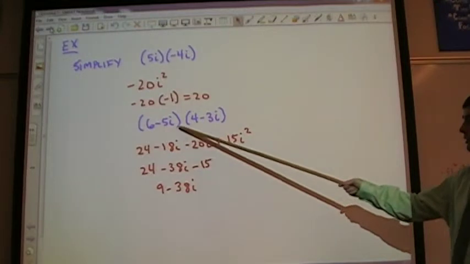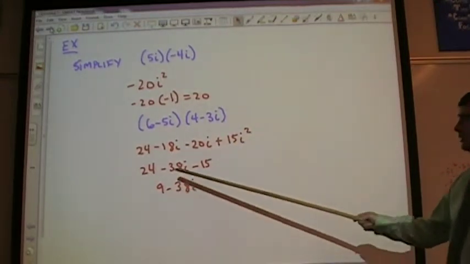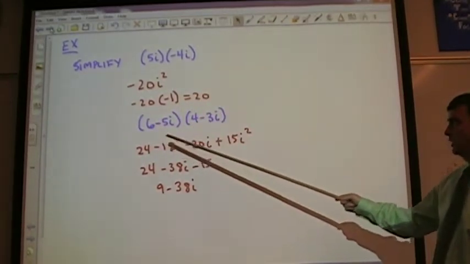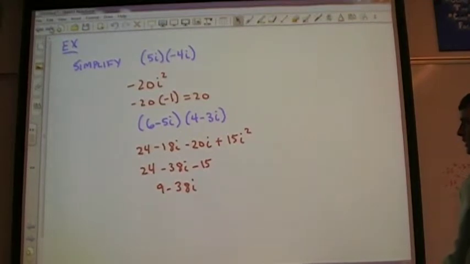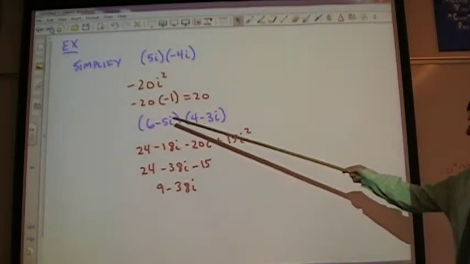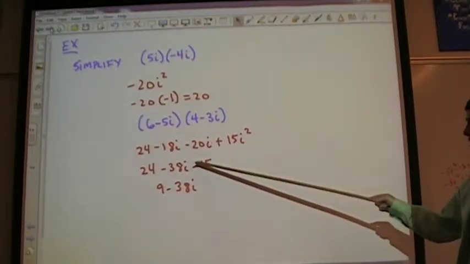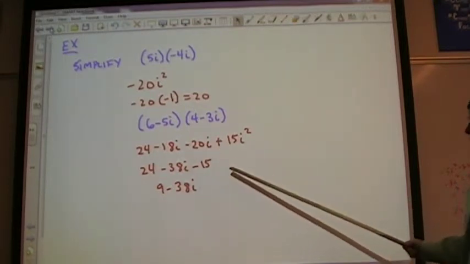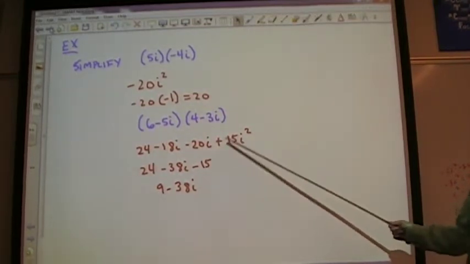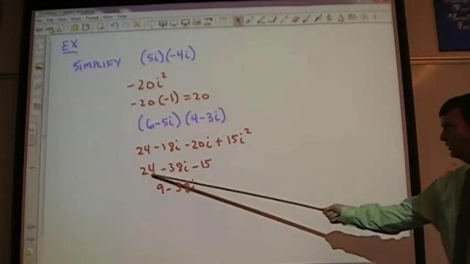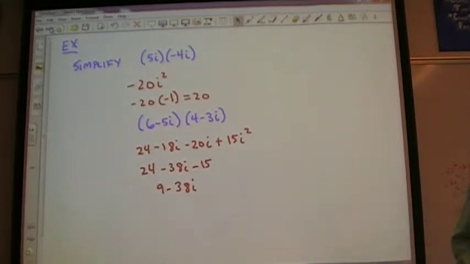All right, here, what method do we use? FOIL. And that's what I did here. 24 minus 18i minus 20i plus 15i squared. This is a separate problem. I combine the middle two terms because they're like terms to get -38i. Simplified 15i squared to -15, because i squared is -1. 24 minus 15 is 9, minus 38i is your answer.